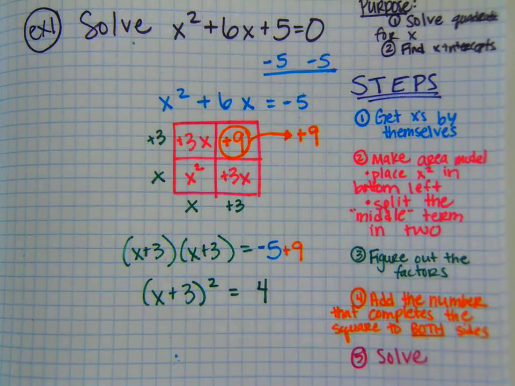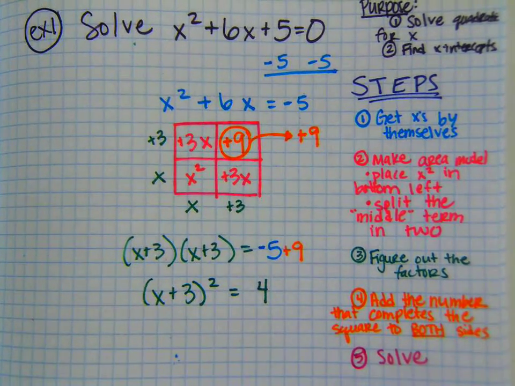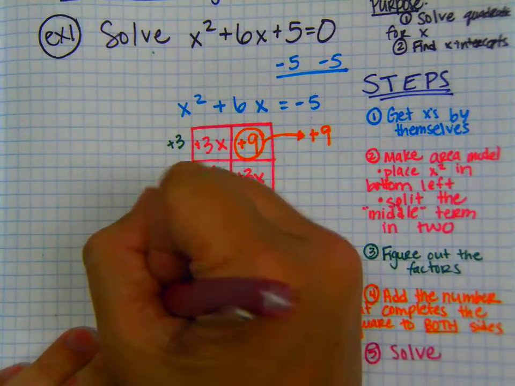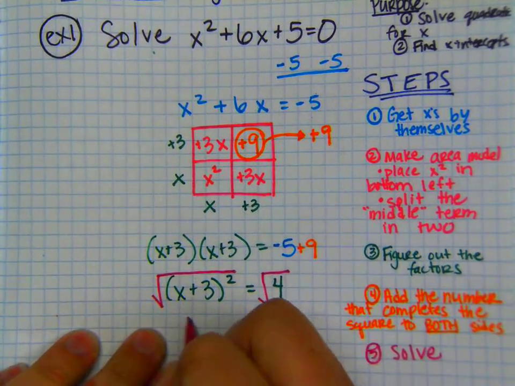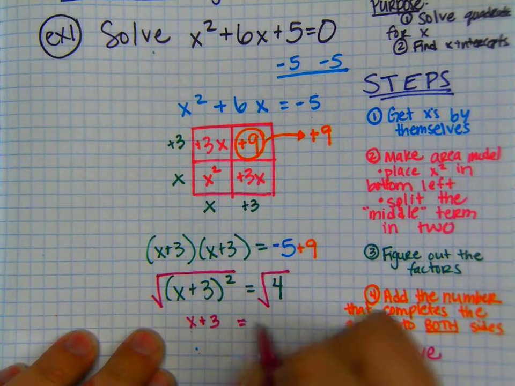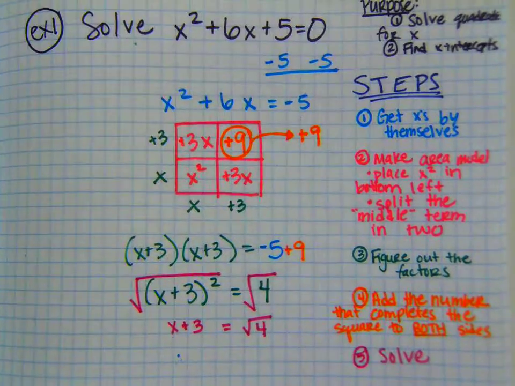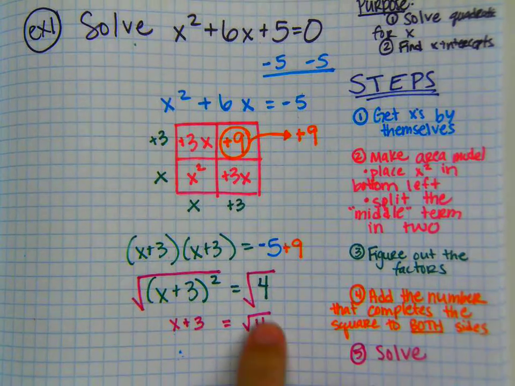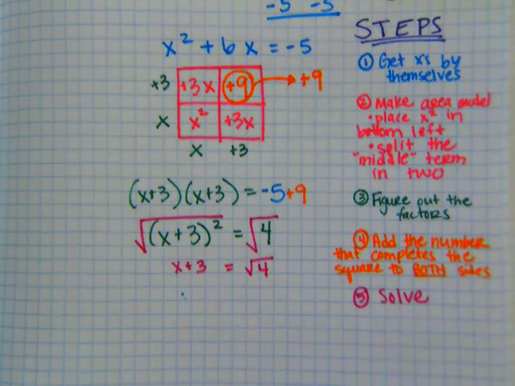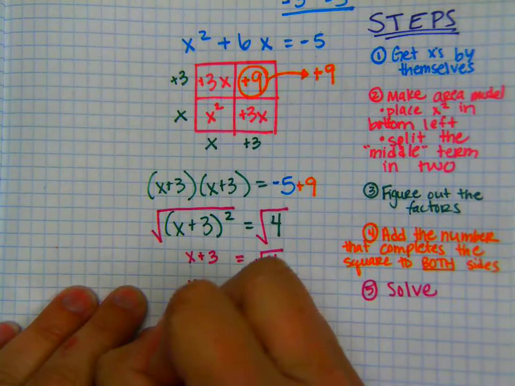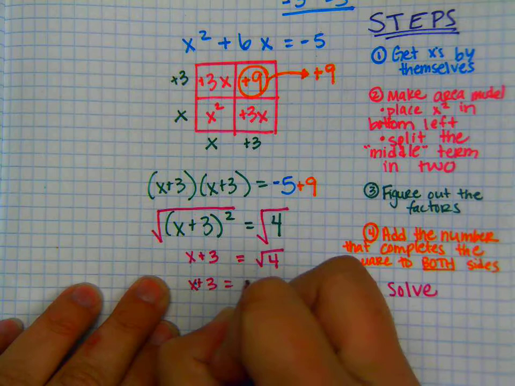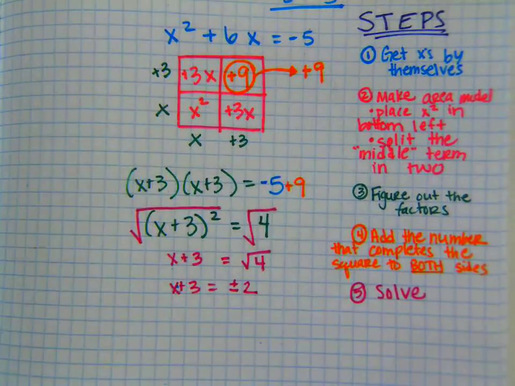Okay, now looking at this, how are we going to solve this? Well, I have a squared. If I want to get rid of a squared, what do we do? We square root it. So we're going to square root this side, and we square root the other side. So we're left with x plus 3 equals the square root of 4. Now this one, what's the square root of 4? The square root of 4 is 2. But in this case, it is plus or minus 2 because it's both.